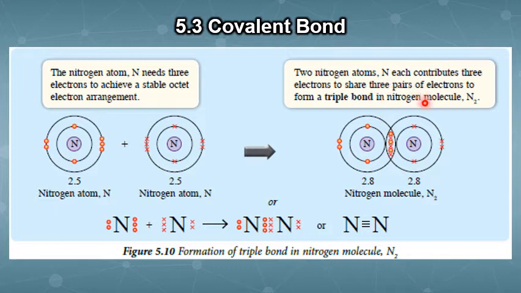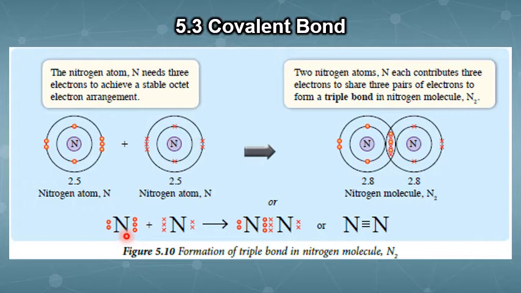So the first one pairs with the first one, the second one pairs with the second one, the third one pairs with the third one. So it becomes 3 pairs of electrons to form a triple bond. Now the valence electrons is 8: 1, 2, 3, 4, 5, 6, 7, 8. So for a clearer picture, you look at the Lewis structure. The Lewis structure is easier to see.